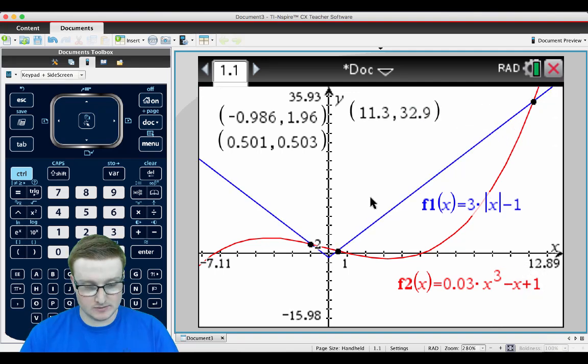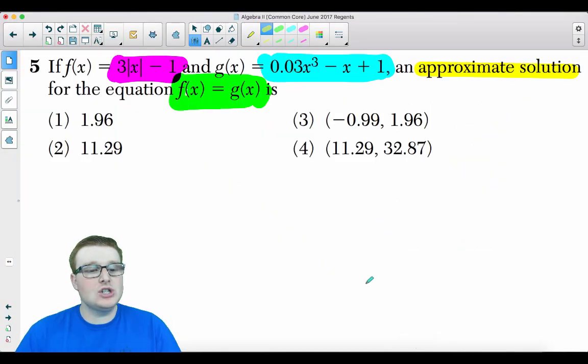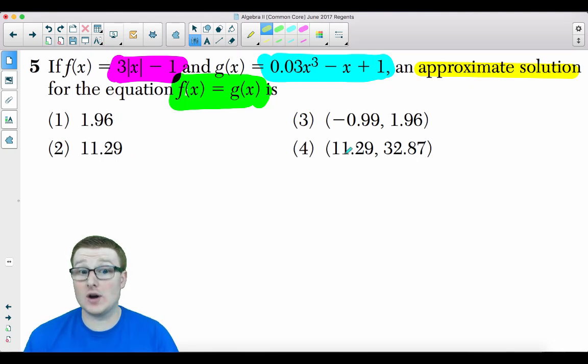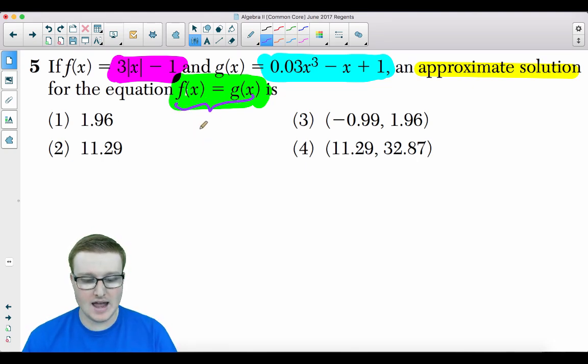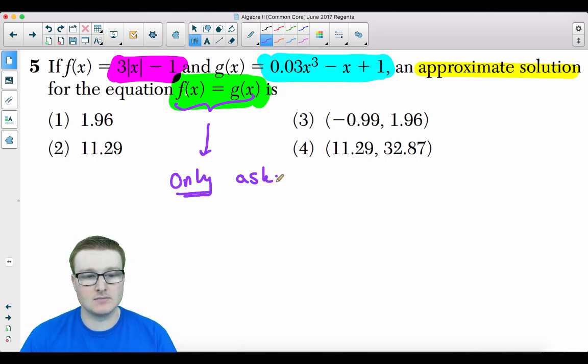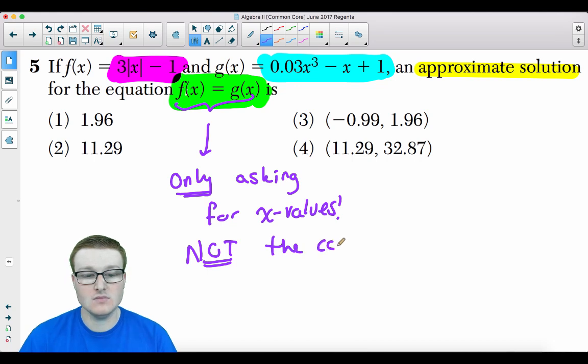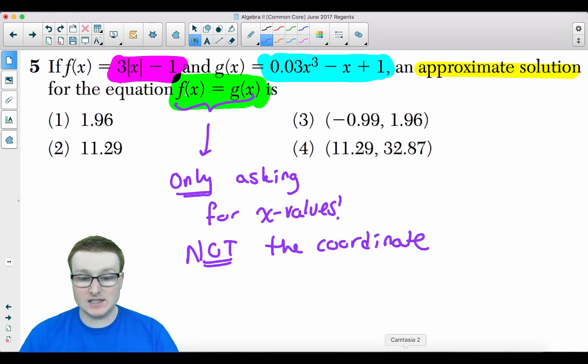So here's the thing, folks. If you go to your answers, we have just numbers by themselves, and then we have coordinates. When it says f of x equals g of x, you have to understand what they're asking you. They are only asking for x values, not the coordinate, okay? So what we got to do is take a look at our x values, okay?